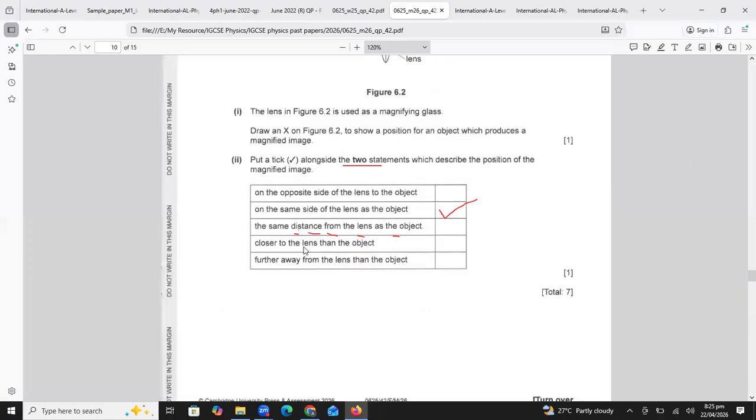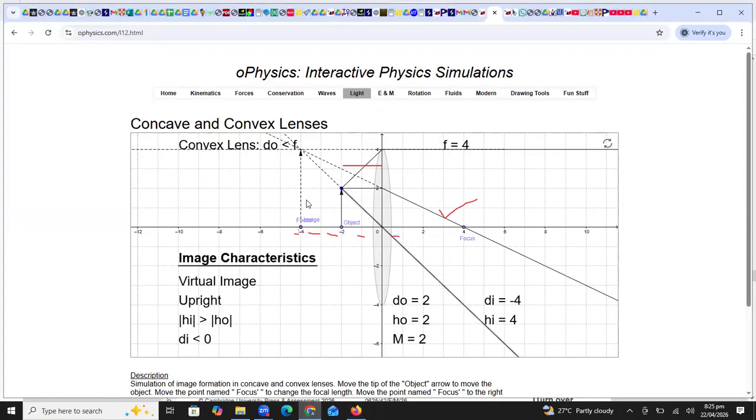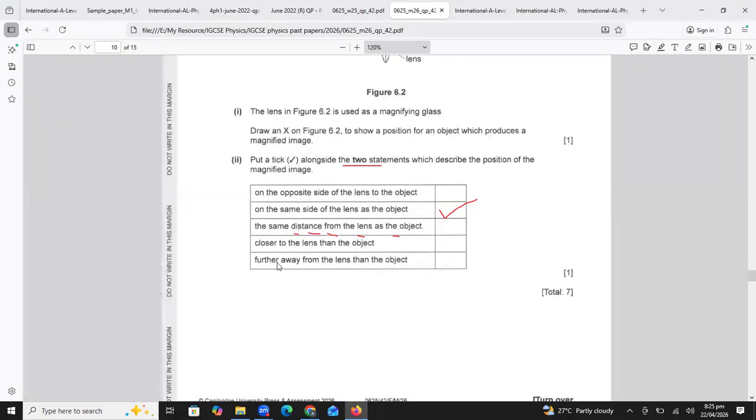Now they are saying closer to the lens than the object. Again, it is an incorrect statement, because here you can see the image is far away. The object is closer to the lens, but the image is far away. So we have only one choice, the last option, further away from the lens than the object, obviously. This is the correct statement. So we have to place two ticks, on box number 2 and the last box, number 5. Did you understand this question, students?